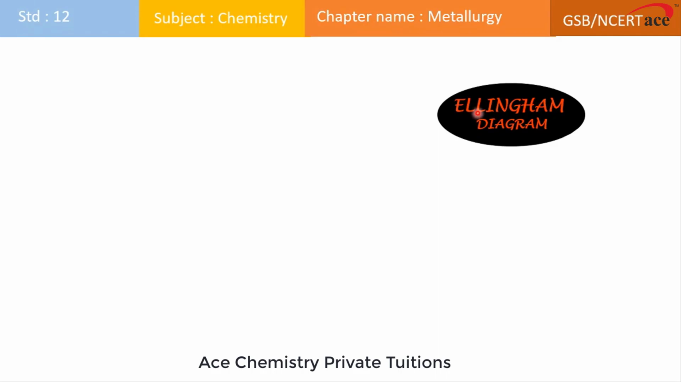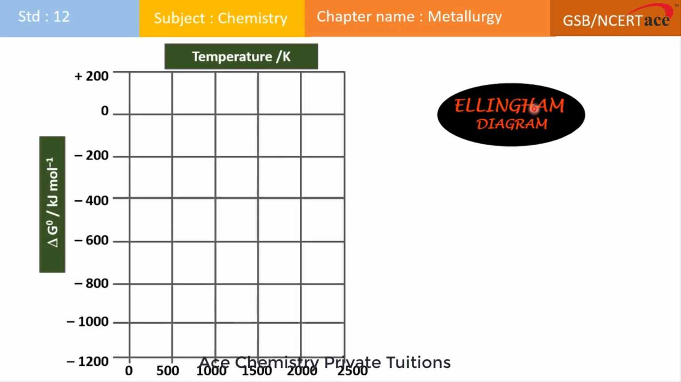Of the metal oxide in pyrometallurgy or smelting process totally depends upon the stability of the metal oxides. So stability of the metal oxide can be easily explained on the basis of what? Ellingham diagram. So stability of metal oxide as well as oxides of carbon can be expressed on this graph. This graph, which is a plot between delta G naught and temperature on the Kelvin scale, is referred to as what?